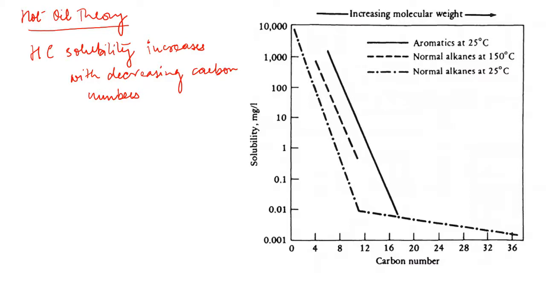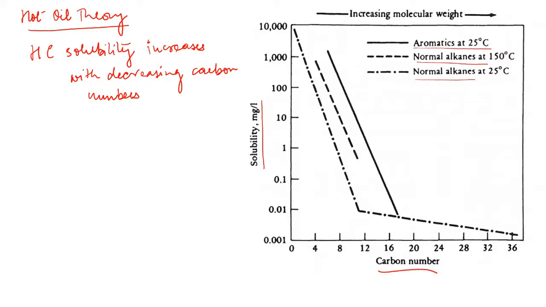If you see this diagram, this is the carbon number and this is solubility in milligram per liter. As the carbon number increases from 0 to 36, you can see how the aromatics and normal alkanes behave at different temperatures. If the carbon number is lesser, the solubility is quite high, while the solubility decreases as the carbon number increases.